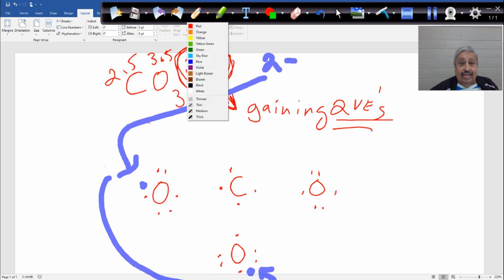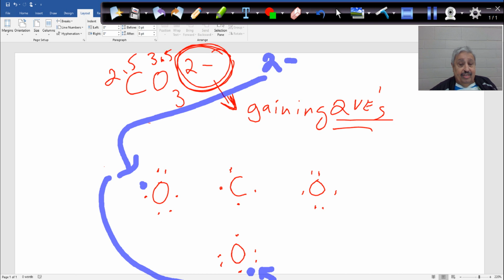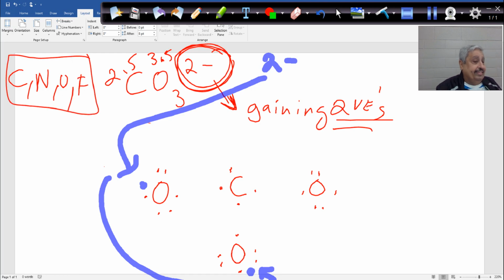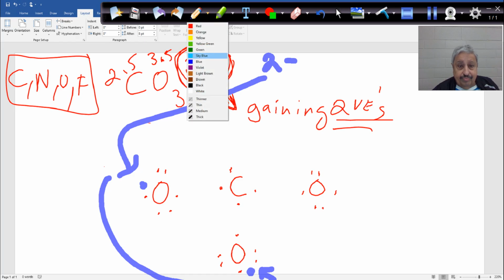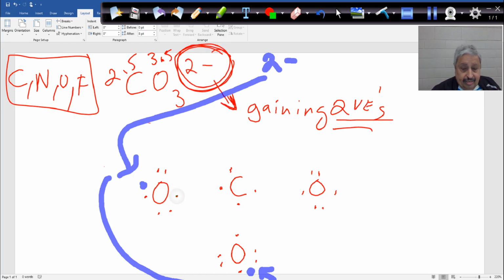Now, let's do single bond first. We'll start with single bond. Remember, those are both CNOF: carbon, nitrogen, oxygen and fluorine. They have an octet. They have to have 8. The total surrounding, bonding and non-bonding, has to be 8. So I'll make first the single bond here, and single bond here, and see the octet rule.